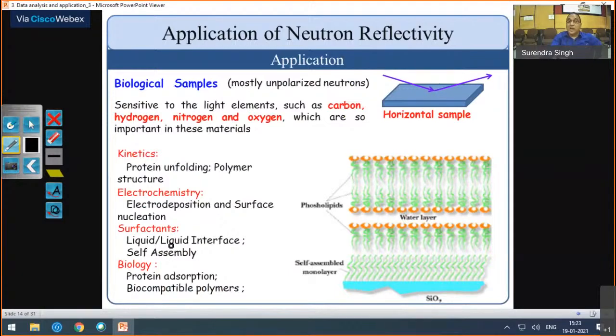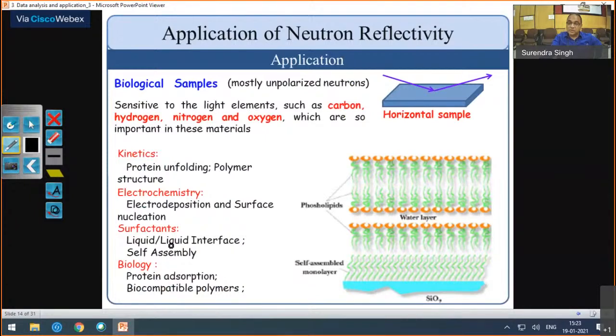Electrochemistry, like you are doing electrodepositions, and then how this nucleation is happening during the electrodepositions, how their roughness is influencing when you get change. People also do studies with neutron reflectivity on biological samples. Surfactants, like liquid-liquid interfaces, like self-assembly, like one of the films I have shown here. This may be the lipid bilayer over here. Making a bilayer here, this is a monolayer here.